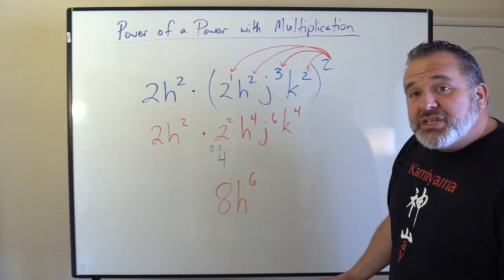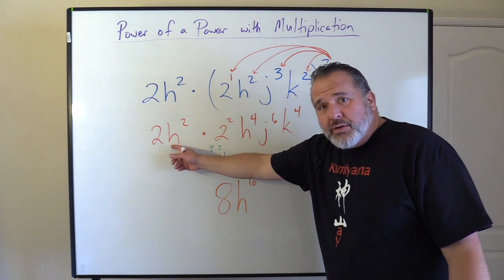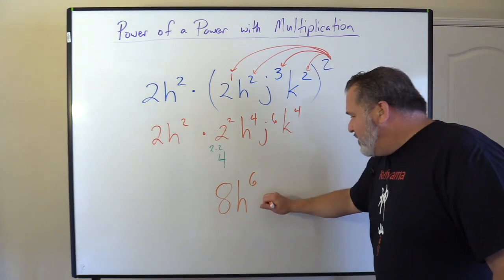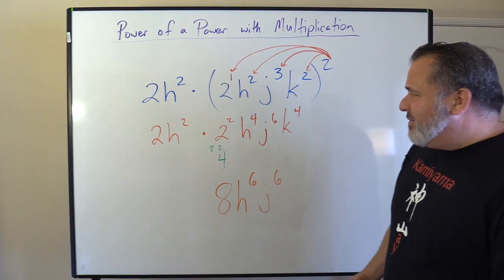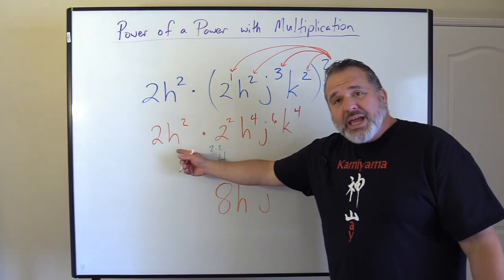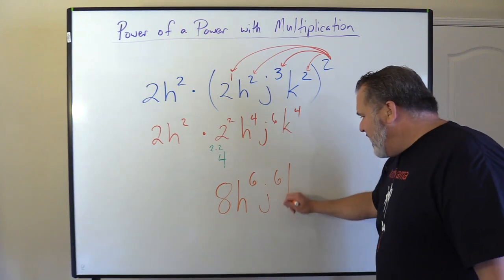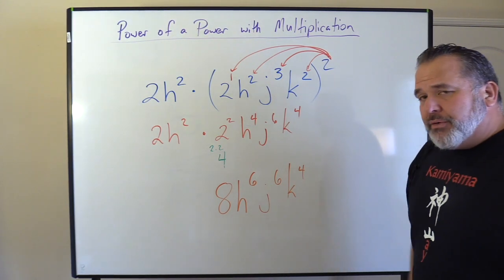Then how many j's do you got? You got no j's over here, but you got a j right here. And it's j to the what? To the 6th power. And then finally, do you have any k's? You got k's here, but no k's here. So it's going to be k to the 4th power.